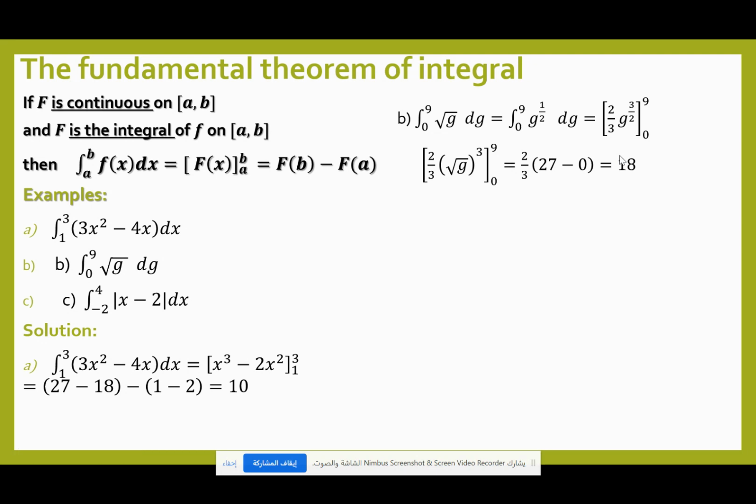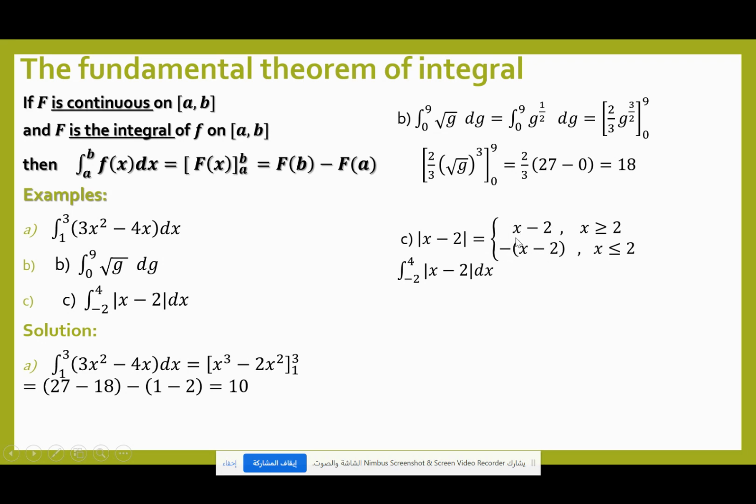Let's go to the third example, which is absolute value. Look, I give you different ideas with different solutions, but they are all dealing with the fundamental theorem by using principle number 1. If we have an absolute value, wherever it appears, you have to redefine it. What do I mean by that? You have to write it once when it is positive and once when it is negative.